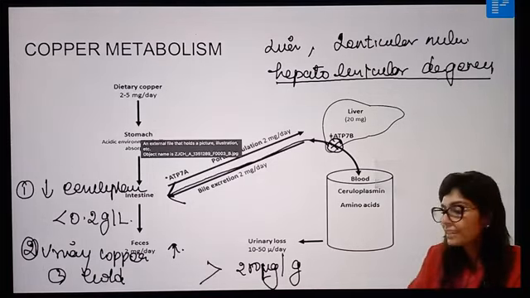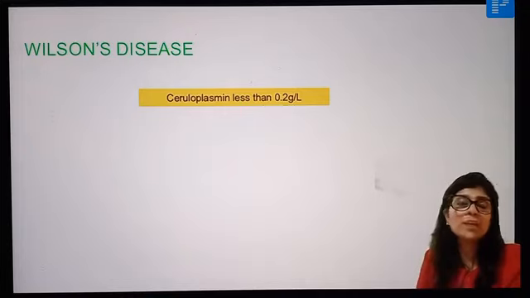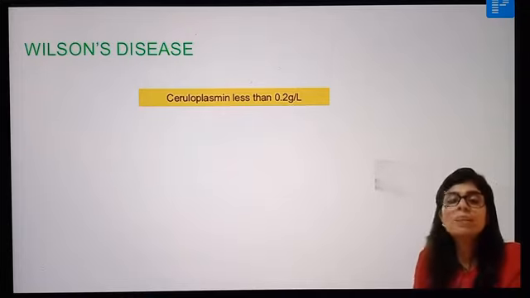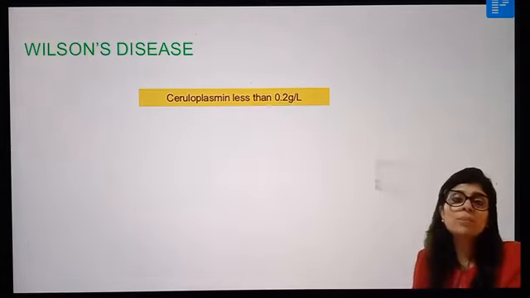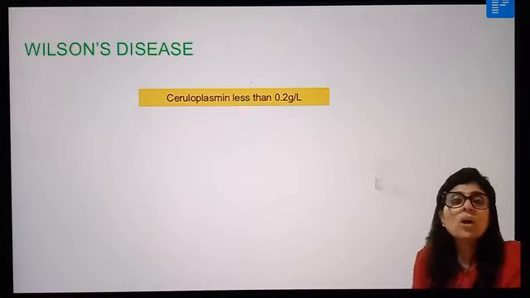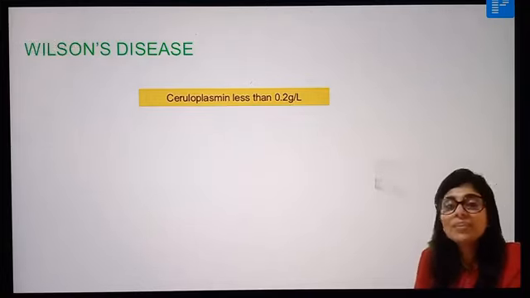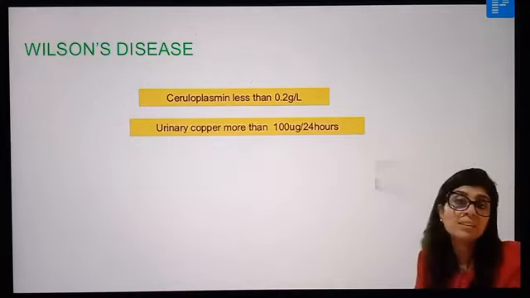So tell me, what are the diagnostic investigations for Wilson's disease? One is ceruloplasmin is not stabilized, so ceruloplasmin levels are less than 0.2 gram per liter. When copper is not attached to ceruloplasmin, it will be filtered along the glomeruli. So urinary copper level will be more than 100. Yes, it will be more than 100 microgram per 24 hours.